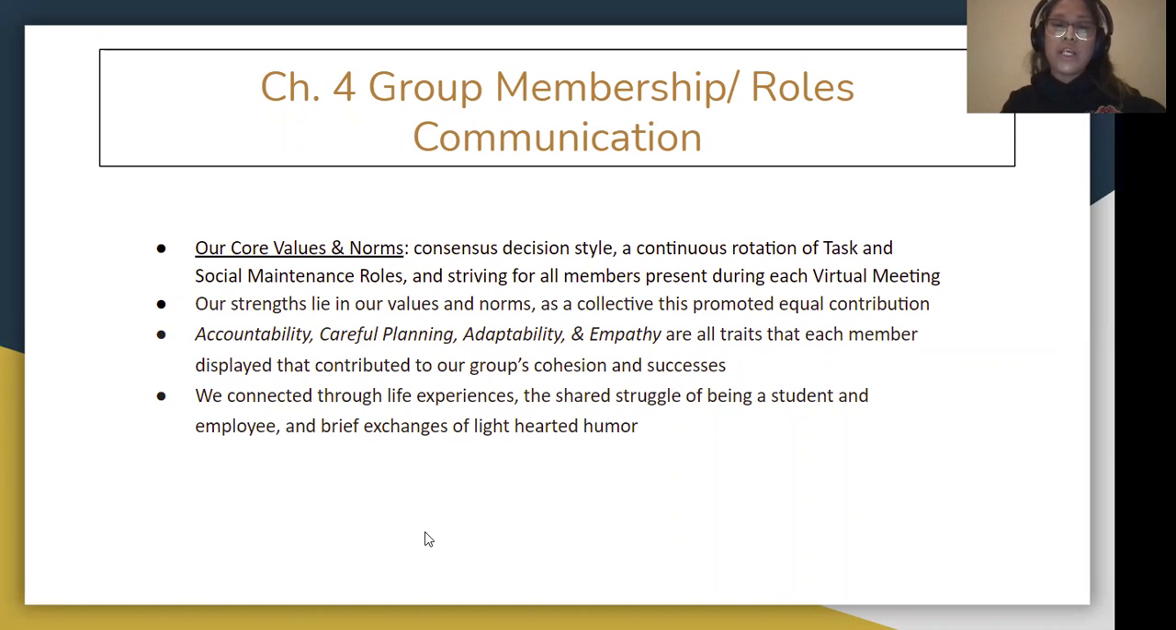Things like accountability, careful planning, adaptability, empathy, like some of my group members have said, accommodating to each other's schedules because they do vary. Again, added to our group cohesion, and we connected through life experiences, the shared struggle of being a student and an employee, and brief exchanges of lighthearted humor.